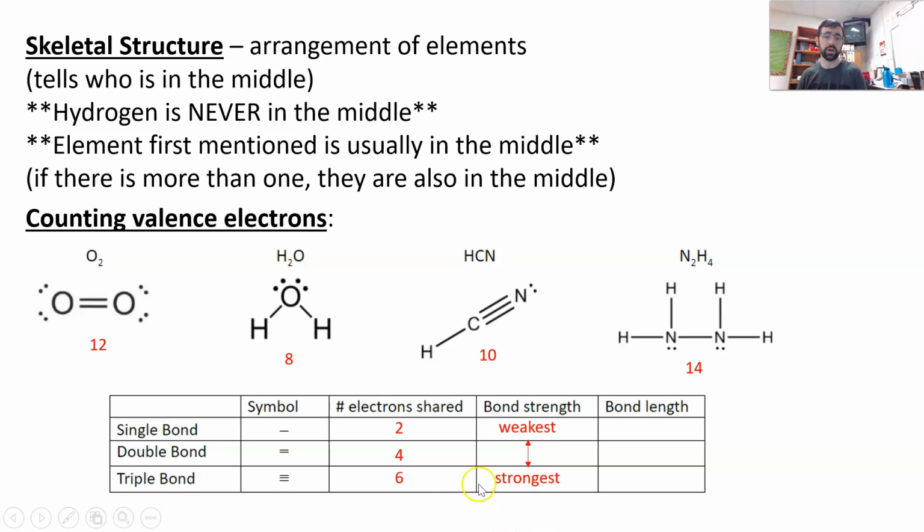Now let's think about the bond length. Well, the bond length is going to be kind of the opposite of that, because if it's a weak bond, thinking back to the rubber bands, a weak bond, you can stretch a rubber band pretty far, but if you've got a lot of rubber bands, it's harder to stretch them very far, so they tend to be closer together. It's a shorter distance. So our longest bond is a single bond, our shortest bond is a triple bond, which is also the strongest, and of course the double bond is somewhere in the middle.